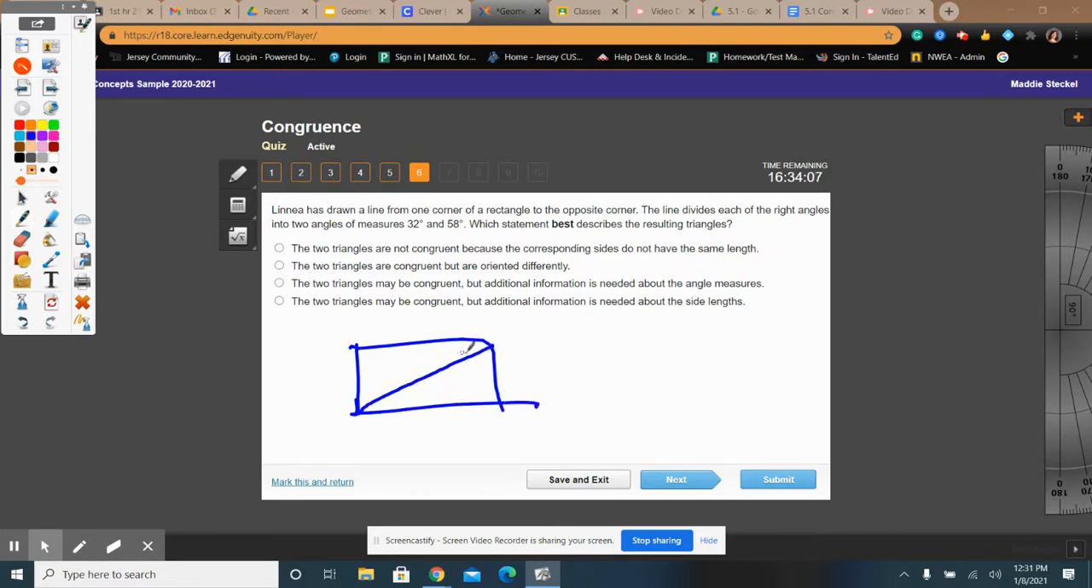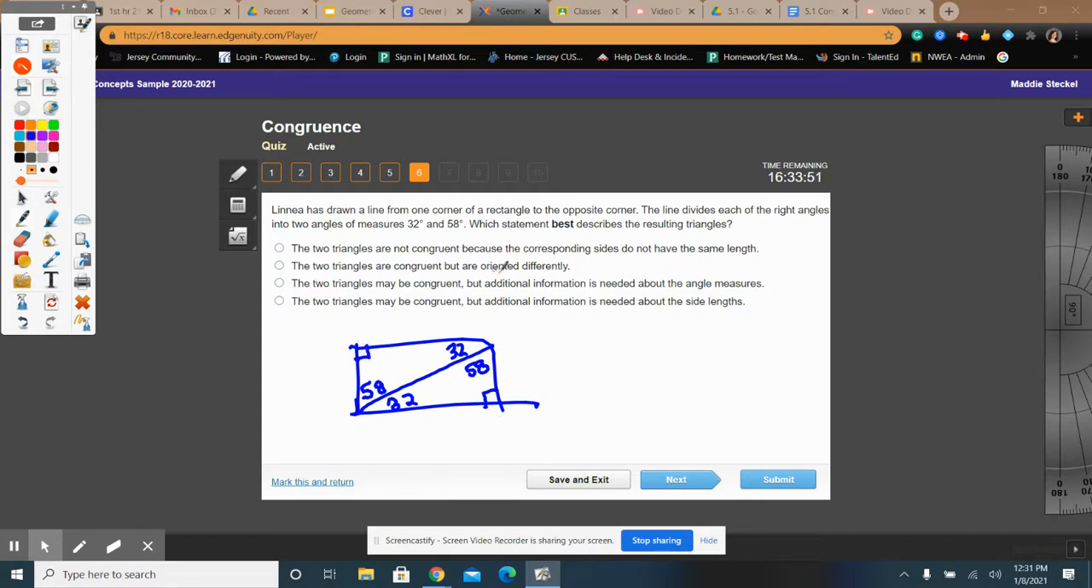A 32 and 58. So a small one of 32 and a big one of 58. Which statement best describes the resulting triangle? Well, on this one, if that's 32, then this one has to be 32 down here, the smaller one, and then the bigger one is 58. We have those right angles too, don't forget.